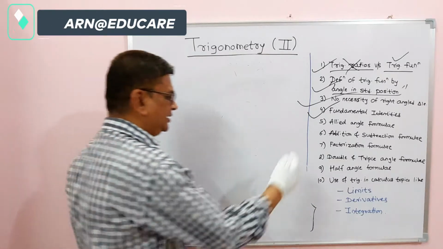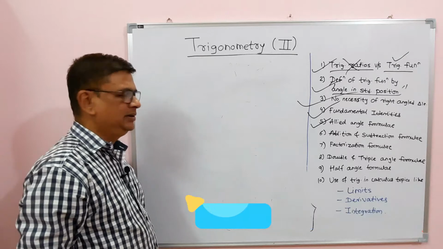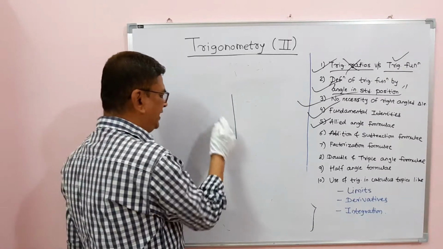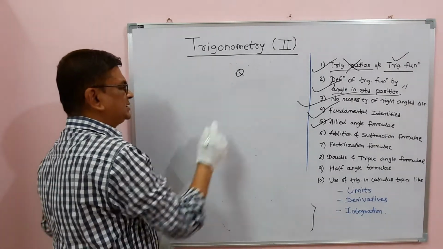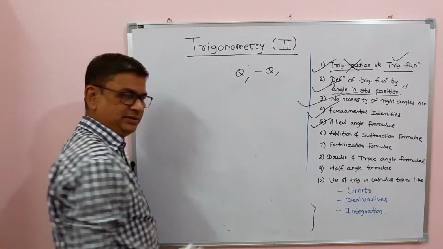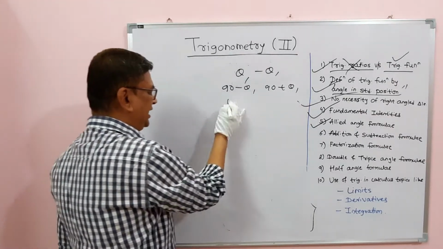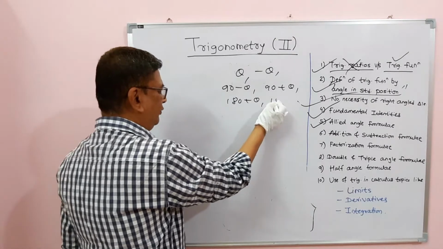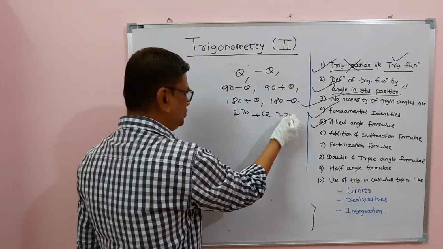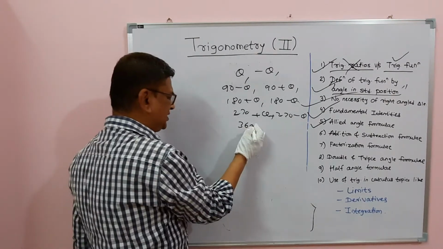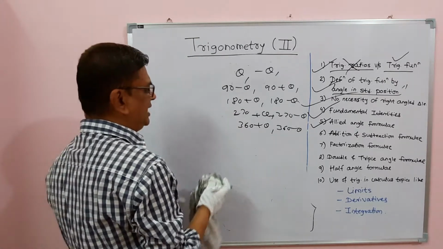Now we deal with allied angle formulae. Allied angles are the angles related to a given angle theta. If the angle is given as theta, then its allied angles are minus theta, 90 minus theta, 90 plus theta, 180 plus theta, 180 minus theta, 270 plus theta, 270 minus theta, 360 plus theta and 360 minus theta. Now these are the allied angles.